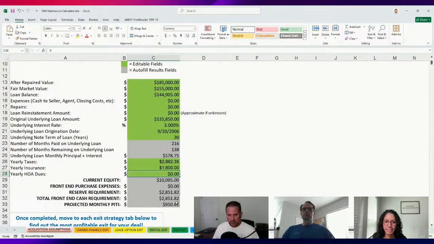So essentially, what we have here, bottom line, we have a projected principal, interest, tax, and insurance payment of $950.61.